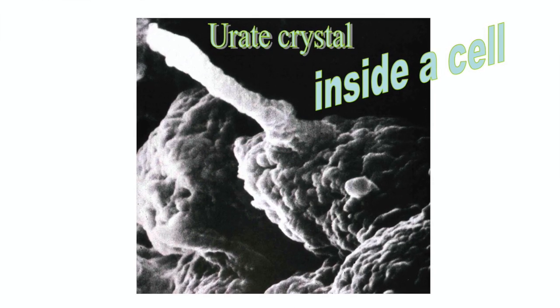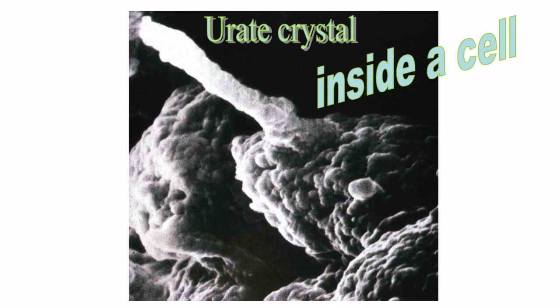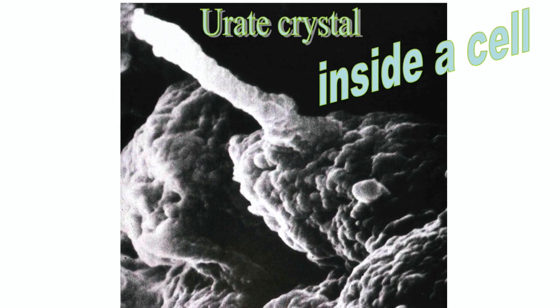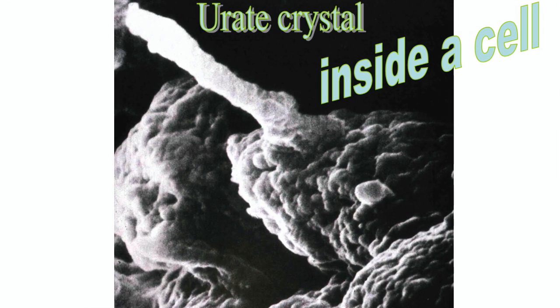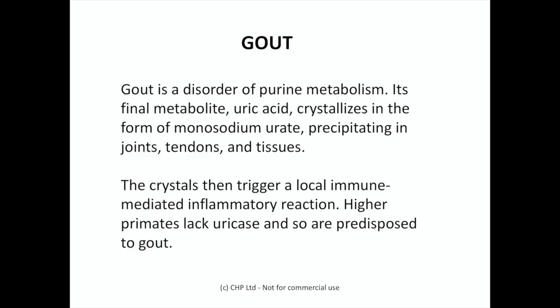Gout then is due to crystal deposition. The crystal, as seen here in this scanning electron micrograph, is actually inside the cell. It's a disease whose signs and symptoms are due to irritation of the tissues by the deposition of monosodium urate crystals. Gout is a disease of higher primates, such as ourselves, because we, characteristically, lack the uricase enzyme that deals with sodium urate. The crystals trigger a local inflammatory reaction.